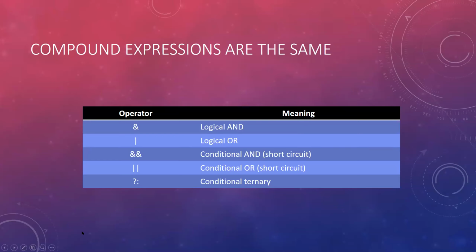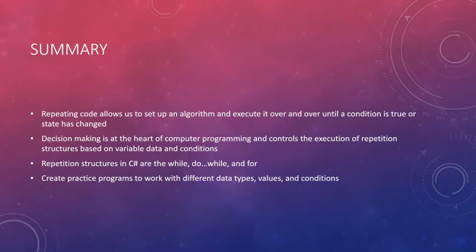The last couple of things here to finish up. Our logical operators are just the same as our if statements when we're building our condition for a while loop or a for loop. And in summary, the important things for us: repeating code is really important and allows us to set up an algorithm and execute it over and over until a condition is true or a state is changed. And of course, decision making is really the heart of it, because if we haven't figured out how to make our decisions, we don't know how to control our looping structures. Our repetition structures for C# are while, do while, and the for loop.